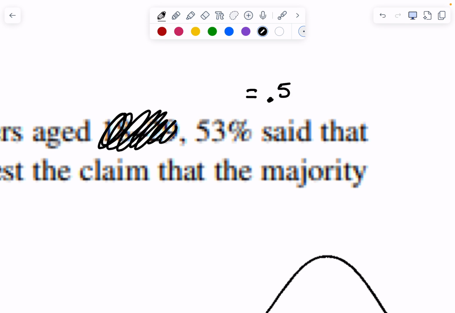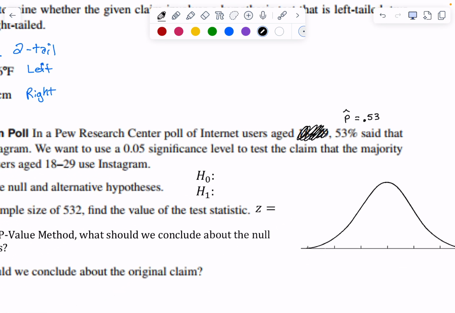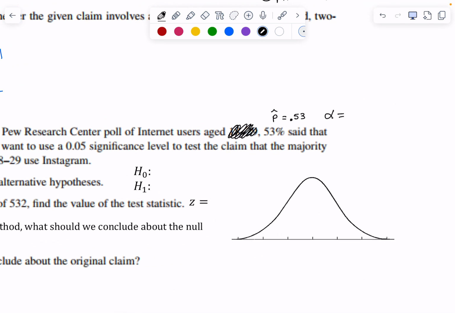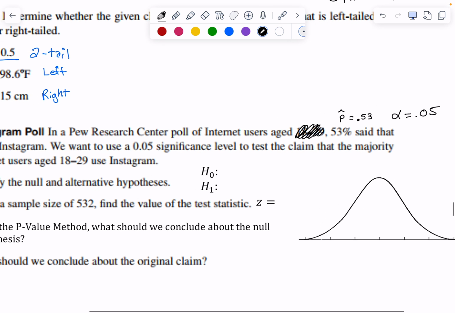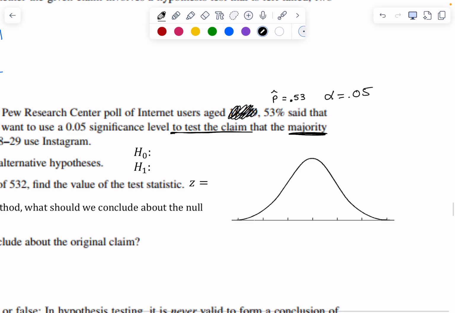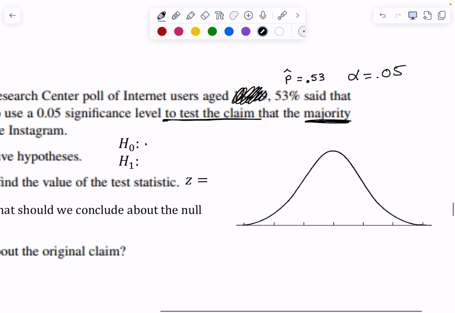.53, which is what variable? P hat. It's from the sample. It's the sample proportion, which is called P hat. We want to use a significance level of 0.05, so I'm going to do a fish of 0.05 here. And to test the claim, just look for those words. To test the claim that the majority, what does that mean? Yeah, greater than 50. So P here, we're going to do greater than 50% or greater than 0.5. That's the claim. And the top one is equal to.